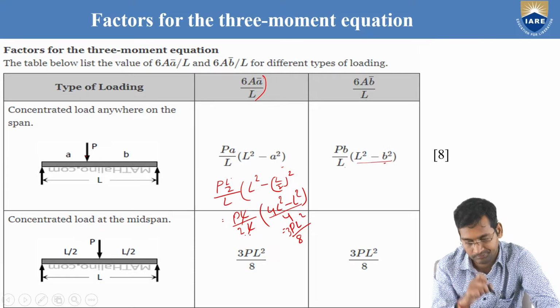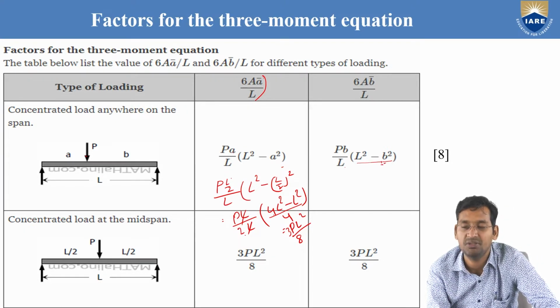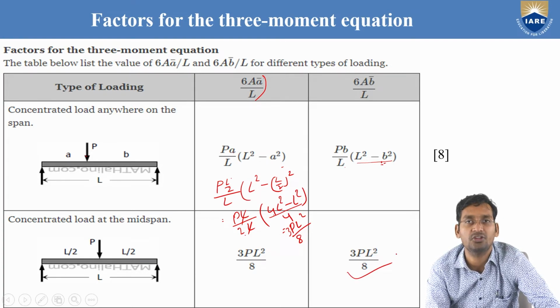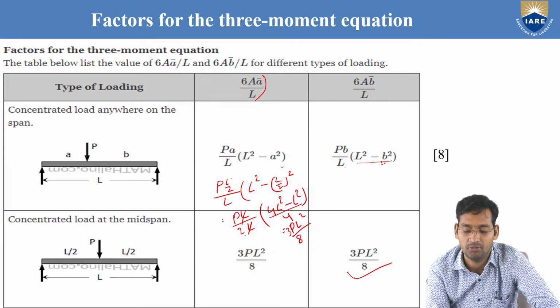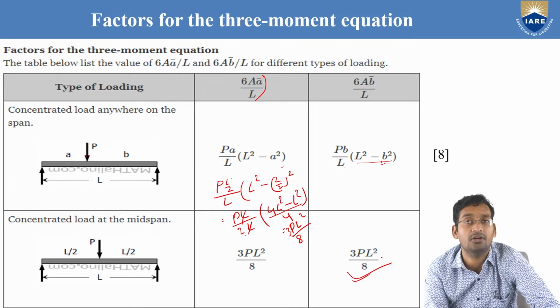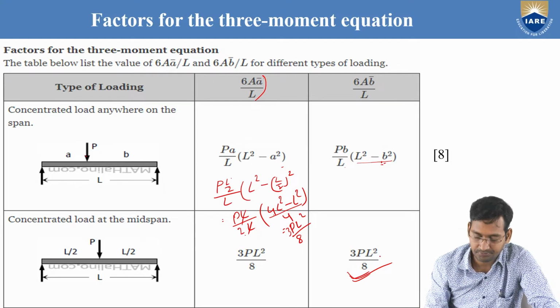Similarly here, in this case, replace B with L by 2. You will get 3PL square by 8. So in this case, there is no difference, just 6A by L and 6AB by L will be the same. That we already had seen at the mid span, both side moment will be same. So this is for the second case.